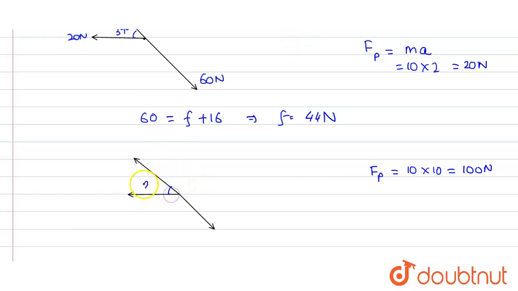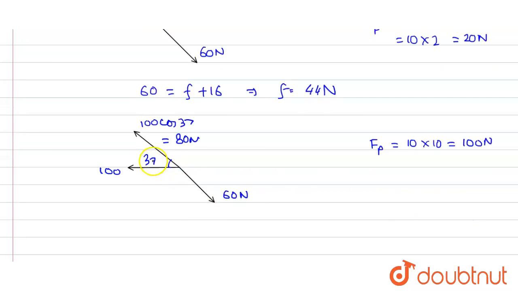This angle would be 37. We have calculated this as 100, so this would be 100 cos of 37. Cos 37 is 4 by 5, and if we put this value and multiply by 100, this would turn out to be 80. And what is this? This is our mg sine theta, which we have already calculated to be 60 Newton.